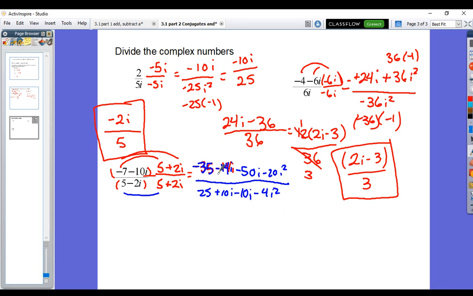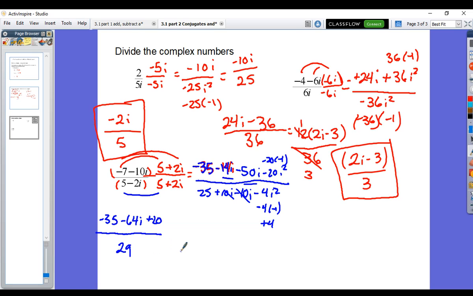So let's simplify the top. So negative 35, then negative 14i minus 50i, we get negative 64i. And negative 20i squared, negative 20 times a negative 1, left with plus 20. So we simplified this here some more. On the bottom, these cancel each other out. And this negative 4 times a negative 1 becomes a positive 4. And then 25 plus 4 is 29, the denominator.